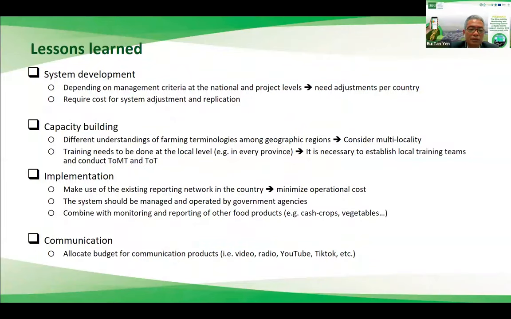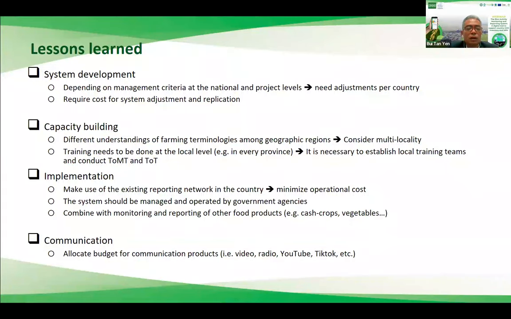For capacity building, to be able to scale the system countrywide, it requires a lot of training. In Vietnam, we need training in each province, so it takes a lot of time and effort. To address those difficulties, we organized a local training team and conducted a TOMT, which is training for master trainers, and also training for trainers. Those are the key persons when we go to every province to provide training, so the work will go much easier.